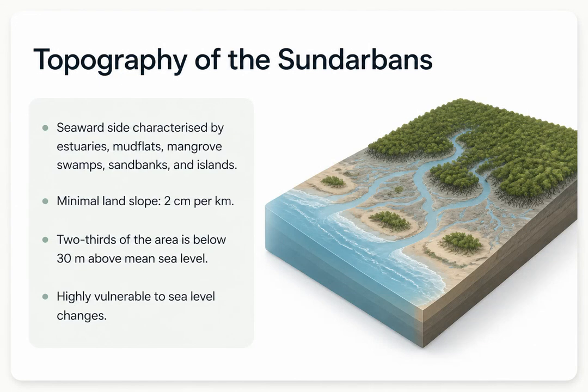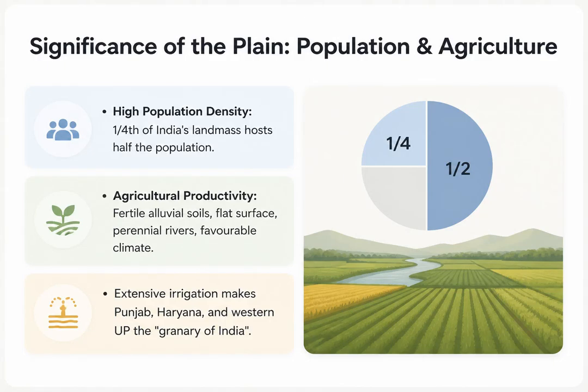The topography of the Sundarbans is uniquely shaped by the tides. The seaward side is a complex maze of estuaries, mudflats, dense mangrove swamps, and shifting sandbanks. The land here is incredibly flat, with a slope of just 2 centimeters per kilometer. Alarmingly, 2/3 of this entire delta region lies less than 30 meters above mean sea level. This extreme flatness makes the Sundarbans highly vulnerable to global sea level rise and climate change. So why does this Great Plain matter so much?